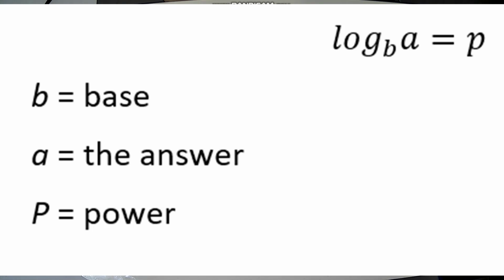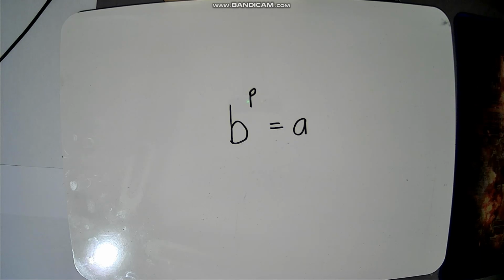So we can rearrange that with b to the p is equal to a. So b is the base, p is the power, the exponent, and a is equal to the answer. Let's try and write that in a log form. So you will have to start off with log b to the answer is equal to the power. So relook at that and see if you can understand it.